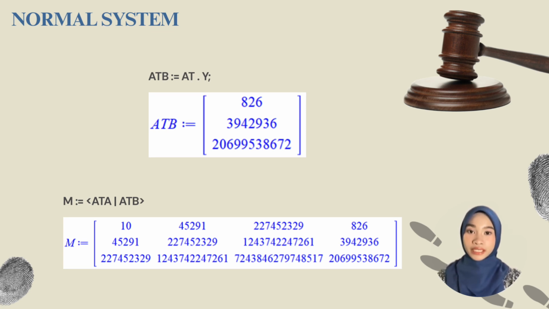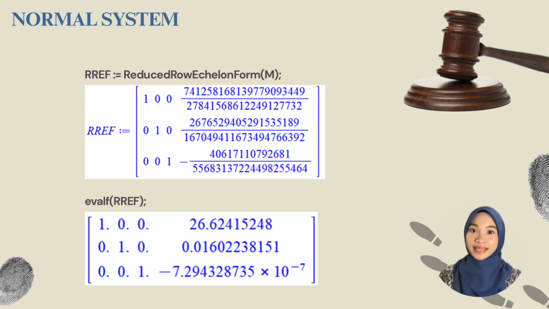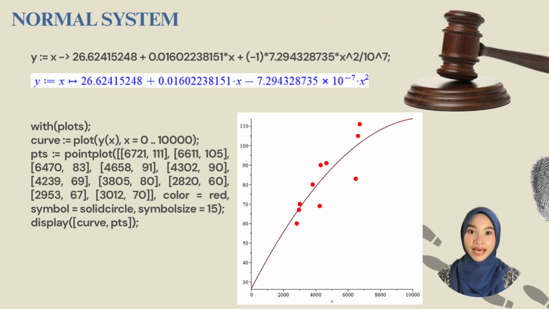By substituting A transpose times A and A transpose times B, we get a 3 by 4 matrix from all the values that we get. To find the values of A, B, and C, we conduct the reduced row echelon form of matrix M and evaluate the RREF to get real values in point form. As we can see, these are the values of A, B, and C. Lastly, substitute the values of A, B, and C to design the quadratic equation.